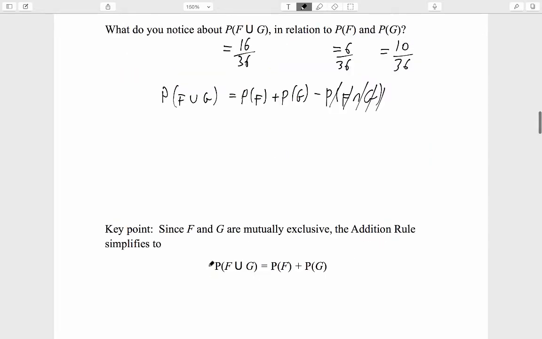Why is that important? This is actually a key point. Since F and G are mutually exclusive events, the addition rule simplifies to just the probability of the union equals the probability of F plus the probability of G. That's it. That's not just true of these mutually exclusive events, that's true of any pair of mutually exclusive events.